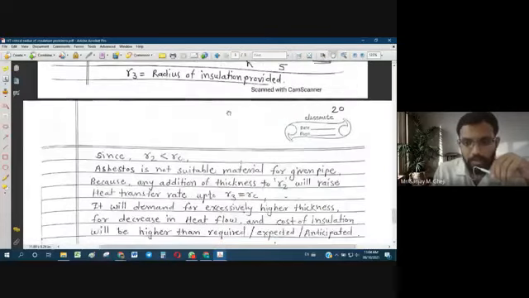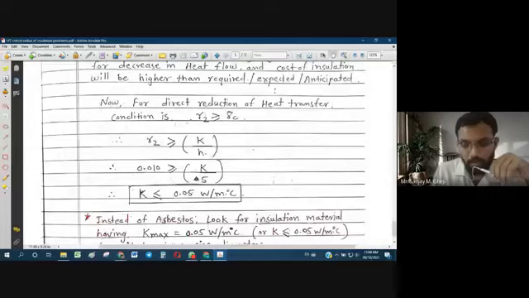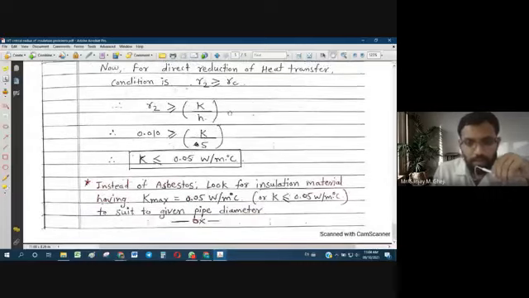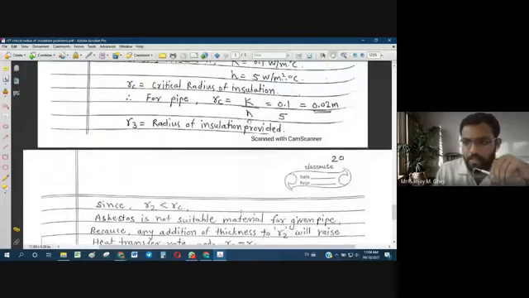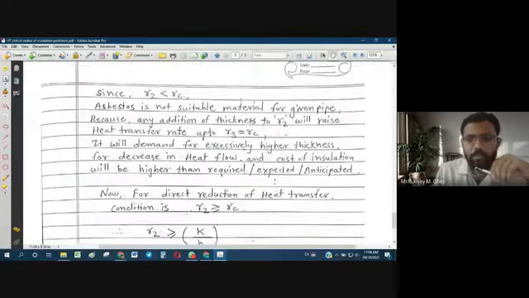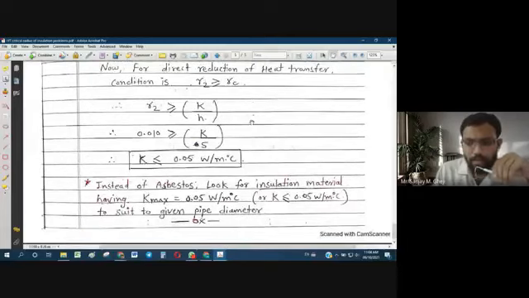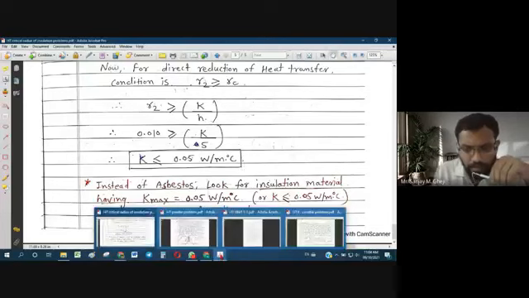All these calculations you have to do on your own, and you have to cross verify whether you are getting the same answers or not. Only that way can you perfect yourself. As it is said, practice makes perfect; the more practice, the more perfection you can get. So this is about the critical radius of insulation problems.